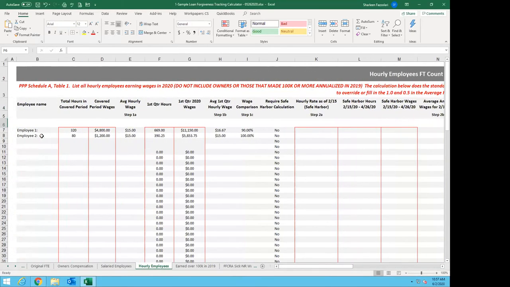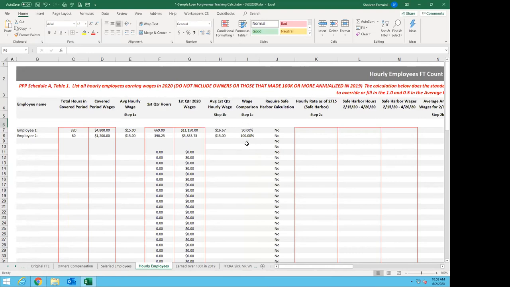So the hourly employees, again, you list all of your employees along here. You list their hours in the covered period, their covered wages, and then it'll come to an average hourly wage for the employees. You again enter the information for the first quarter hours and the first quarter wages, and it'll come up to their average first quarter wages. They'll do a comparison to see if they drop below the 75%.